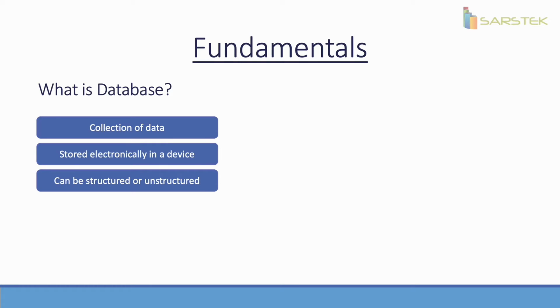Basically a database can be structured or unstructured. A structured database has data in a tabular format, so we can easily see and understand the data just by looking at the table. In an unstructured database we can have multiple things: documents, videos, image files, anything other than the table format.